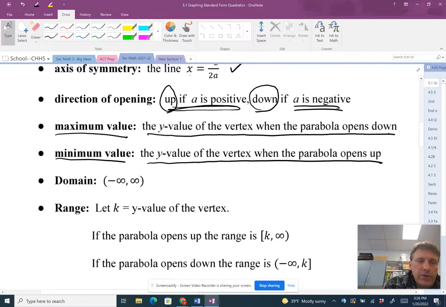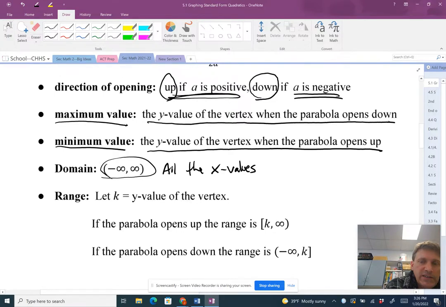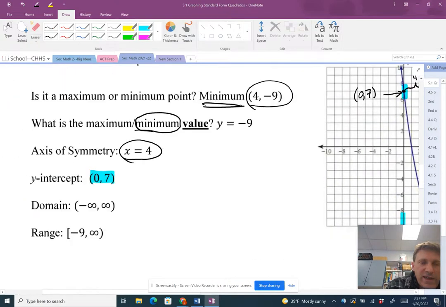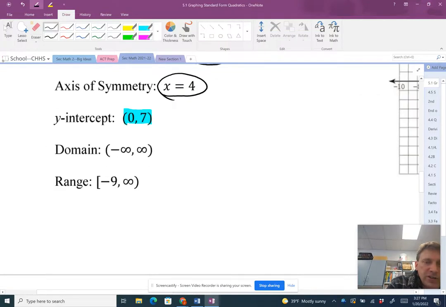All right. The domain. The domain is the set of all x values that you can have for a given function or equation. In this case, the domain is all x values because it continues to go up and out to the left, and it continues to go up and out to the right, and it includes all of the points in between. We write that in interval notation in the following way. It's got parentheses, negative infinity to positive infinity. It includes everything in between.